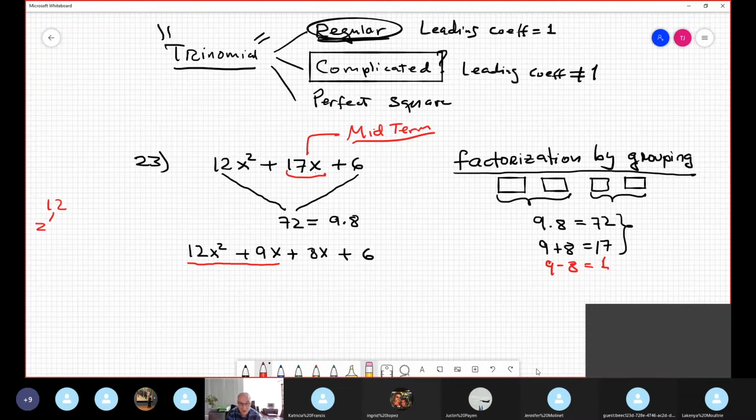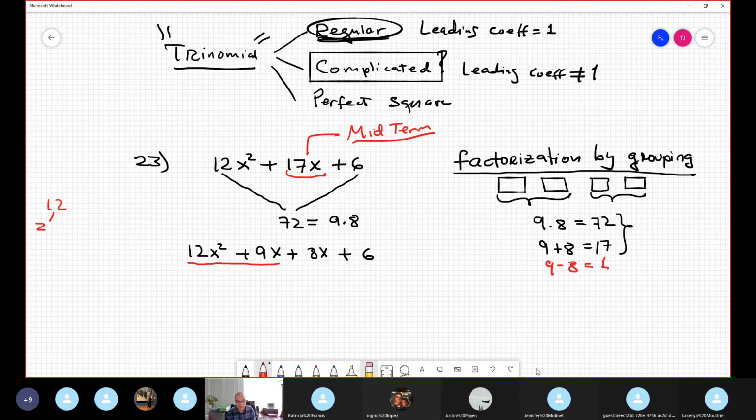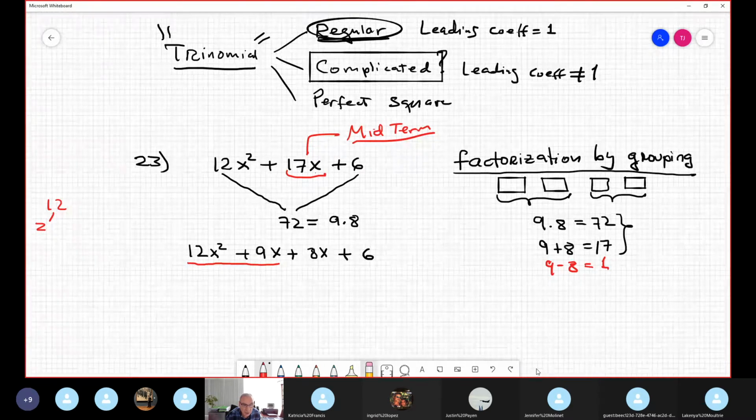Okay. Now focusing on factorization by grouping. Let me repeat again the idea. Number one, I face a complicated trinomial. How do you recognize a complicated trinomial? Because the coefficient in the first term is not one. Good. Immediately I multiply the first number and the last number. That gives me 72. And try to find the key to open the door.